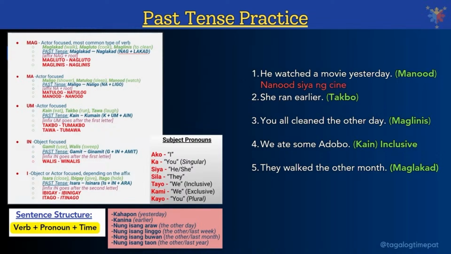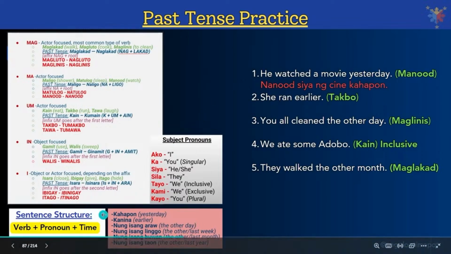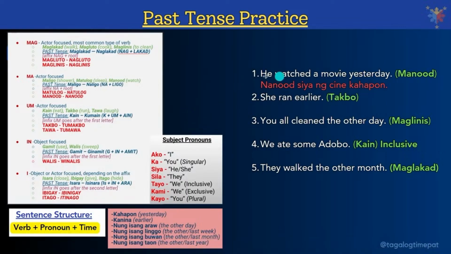Nang sine, a movie, kahapon, yesterday. So in our sentence structure, I didn't point out where an object would go. It would go before the time. So nanood siya ng sine kahapon. He watched a movie yesterday. Nanood siya ng sine kahapon.